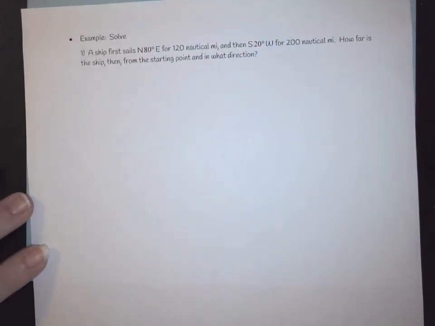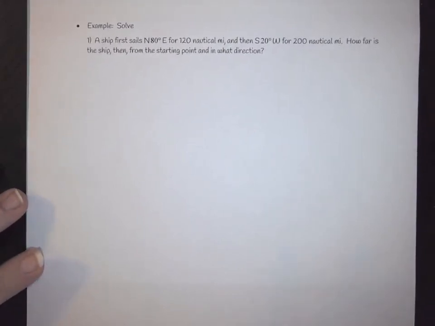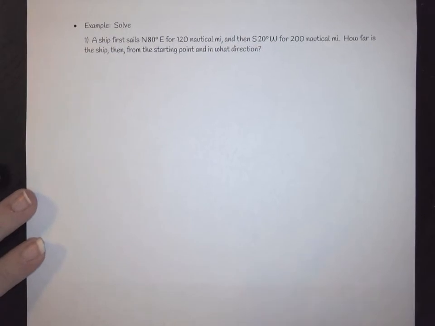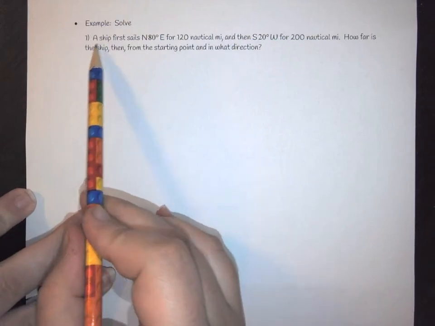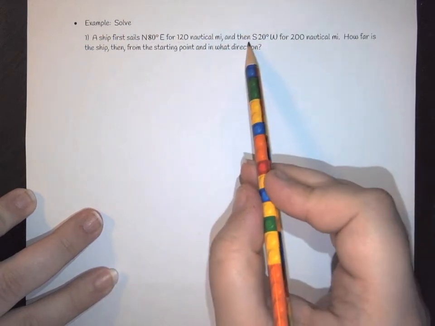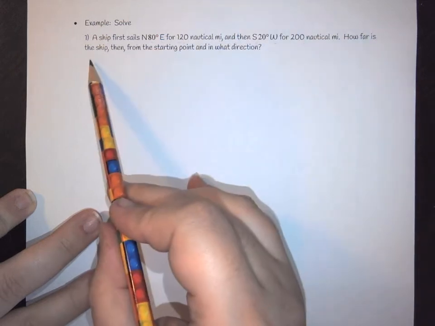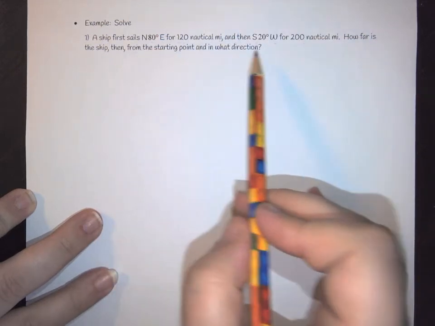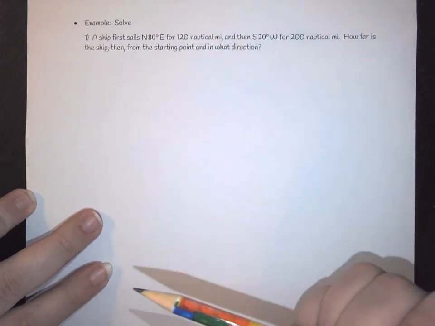Now, as an intro, one way that we solve vectors, and a lot of vectors, is by using bearing or nautical type problems. In other words, these are the problems that use your compass and put a little bit of rotation into them. So let's look at this example. It says a ship first sails north 80 degrees east for 120 nautical miles, and then south 20 degrees west for 200 nautical miles. How far is the ship then from the starting point, and in what direction? Okay. So we need to know how far it is and in what direction.